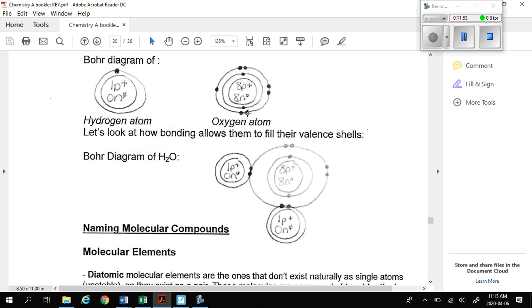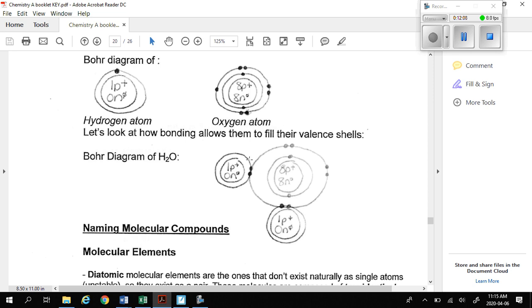So it says, let's look at how bonding allows them to fill their valence shells. We know H2O, so there's 2 hydrogens, 1 oxygen. If we line it up, you can see the different colors. I had pink and blue, but it's black and white on my scan.